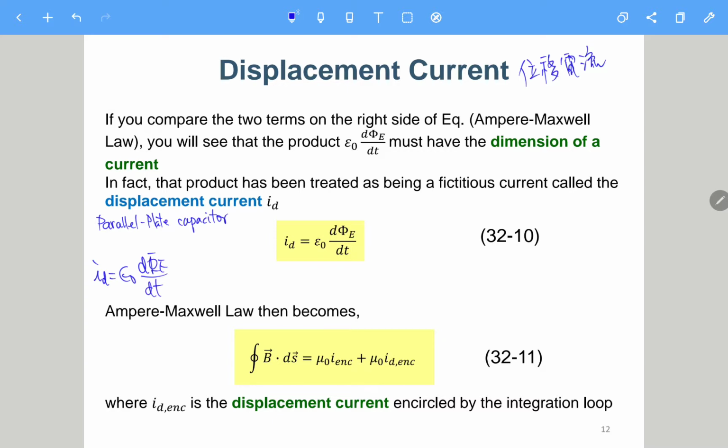Then we have C equals epsilon naught A over D, if you still remember from chapter 25. A is the cross section, D is the spacing between the parallel plates. With phi e we can write epsilon naught times d(EA) dt. So phi e is E times A, because for the parallel plate capacitor the E field is uniform within the plates. So the A can be factored out, and we have epsilon naught A times dE dt.